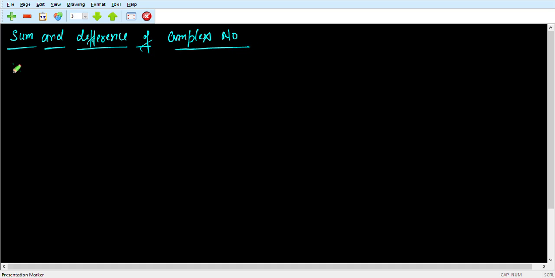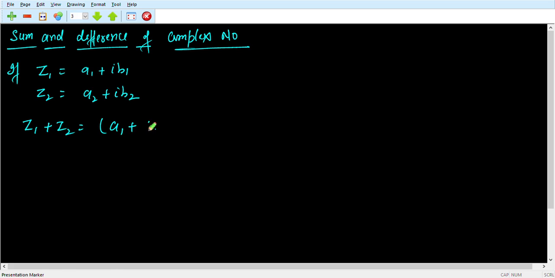Let us suppose we have two complex numbers, z1 is equal to a1 plus iota b1 and z2 is equal to a2 plus iota b2. If I want to add these two complex numbers, we are going to add them simply as we do in algebra: a1 plus iota b1 plus a2 plus iota b2. So we are going to club real parts together and imaginary parts together.